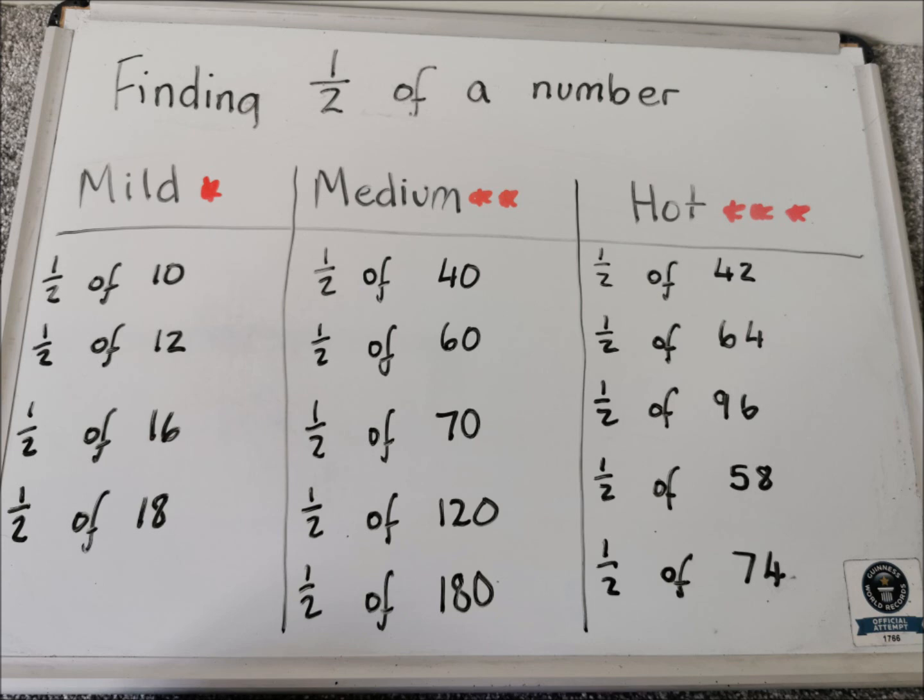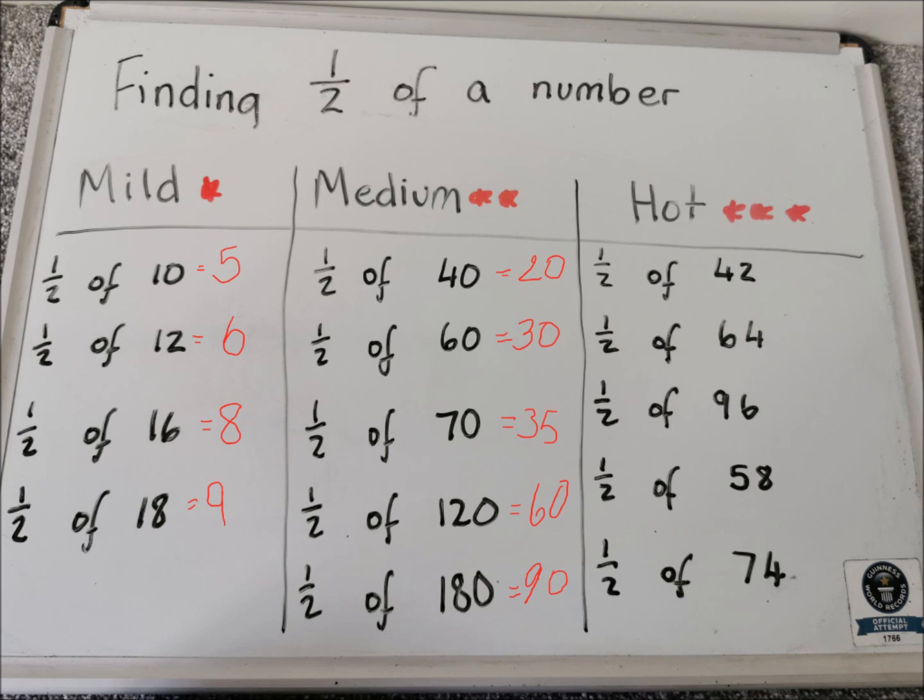Alright, so let's get some answers for these finding a half of a number. So we'll do the milds first. Half of 10 is 5, half of 12 is 6, half of 16 is 8, half of 18 is 9. So well done if you got those. Medium: half of 40 is 20, half of 60 is 30, half of 70, one of the trickier ones, it's 35, half of 120 is 60, and half of 180 is 90. So that was the medium.